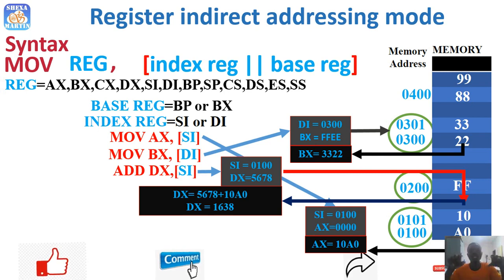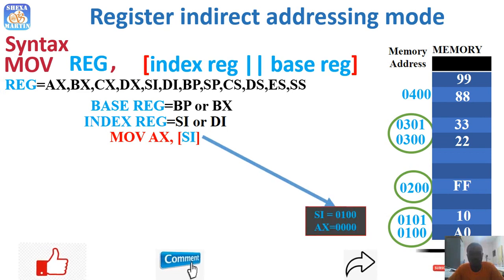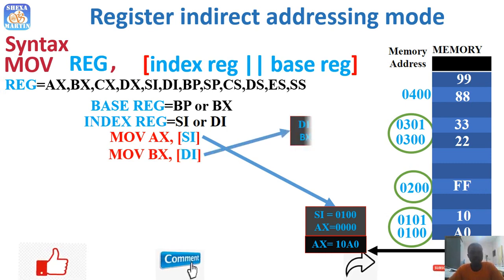So inside the square brackets we have a base register or index register, and we are acting upon the value that is residing at an address that is inside. So one may say we are acting upon a value that is residing inside the address that is residing in a register. So the register is having the address, and then we get the value from memory. So SI has got this value 0100 as an address, and we get the value moved to AX. Same applies there.